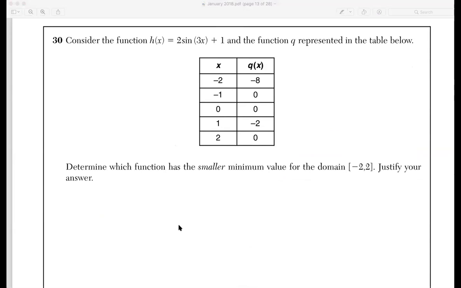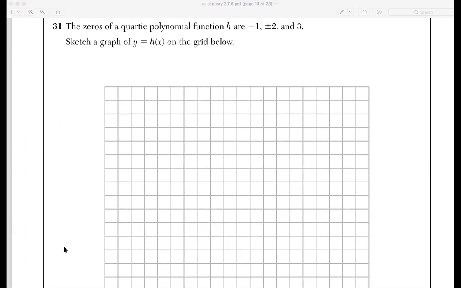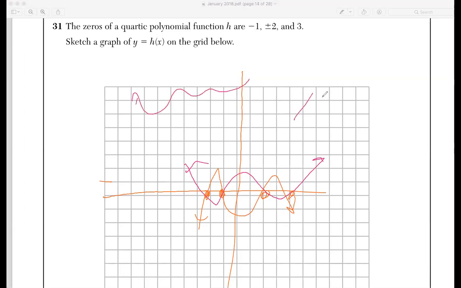Let's see, consider this function. Not going to go into this. The answer is q of x, though. Let's do one that we all know how to do. Here we go. The zeros of a quartic polynomial. So draw it, plot the zeros, -1, -2, 2, and 3. And that's your answer. Or you can go the other way, because they don't mention whether or not it had a negative or a positive leading coefficient. So it's going to be something like that or something like that.